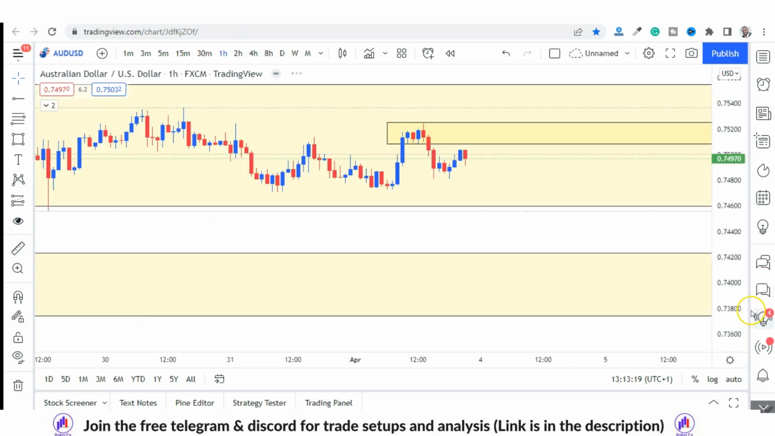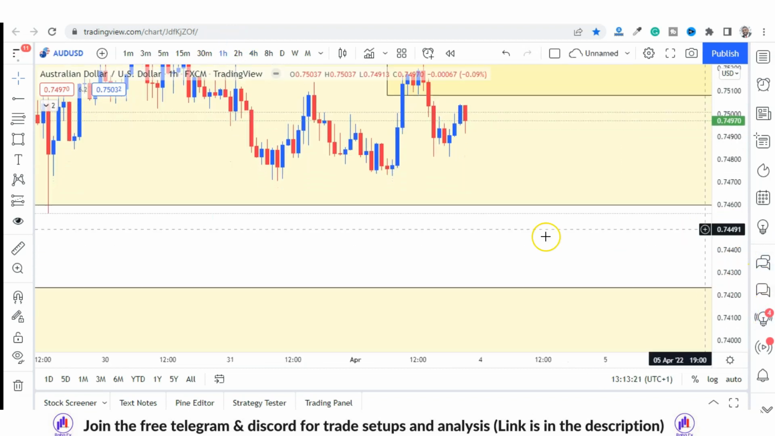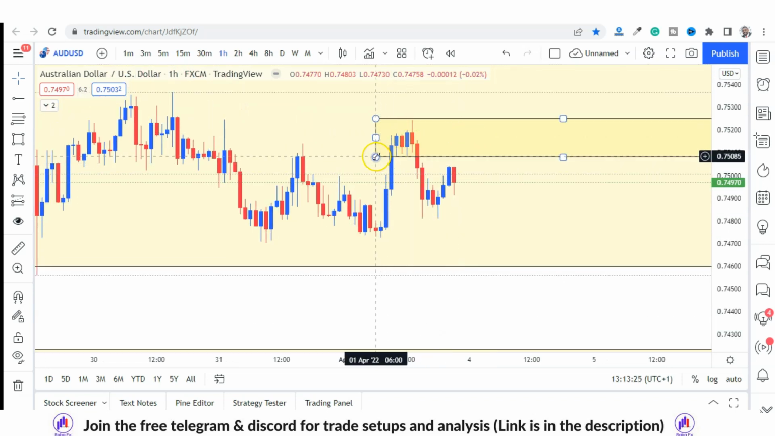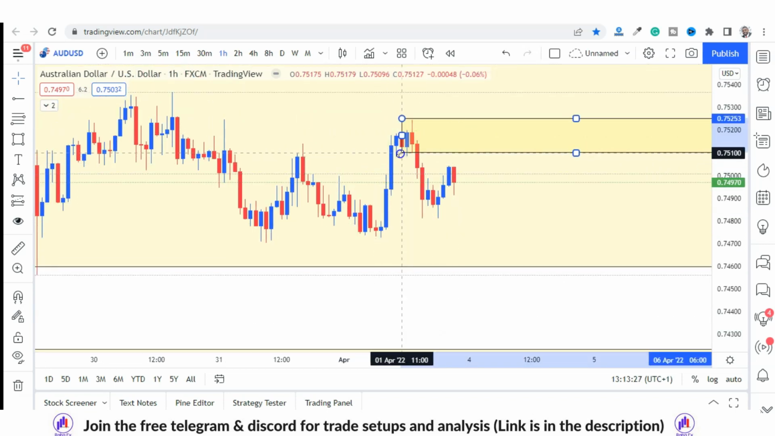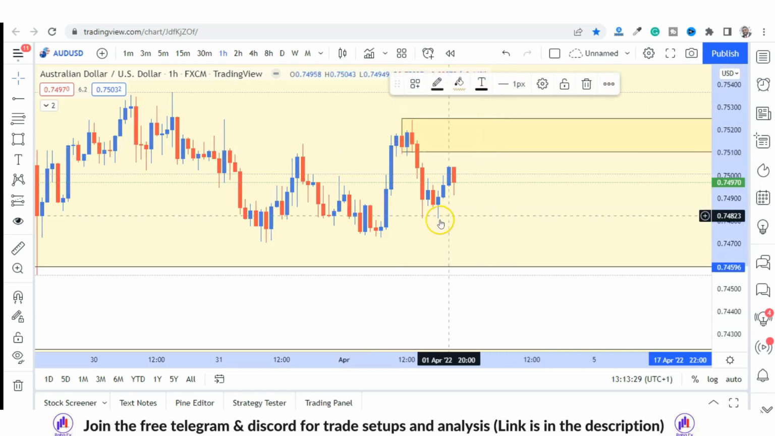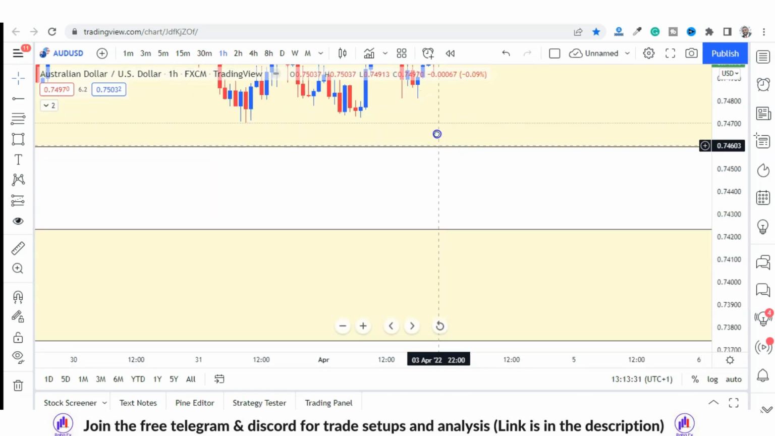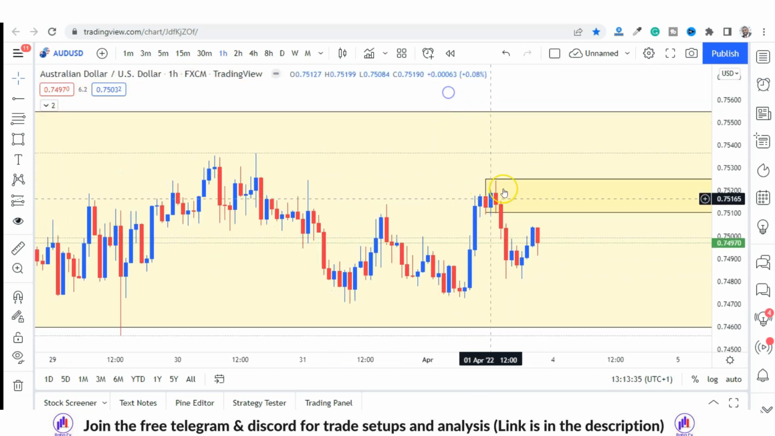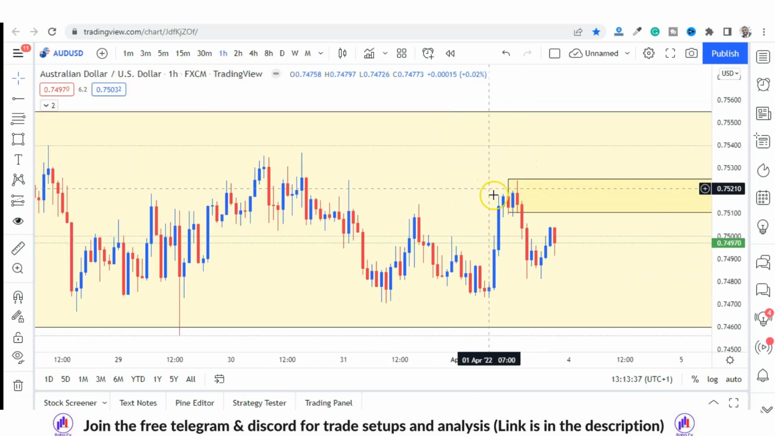On the 1 hour, still the same thing. You can look for a selling opportunity. Yeah, when price trades in here, you sell and you know your target: the fair value gap. Okay, so that is that on Aussie dollar USD.